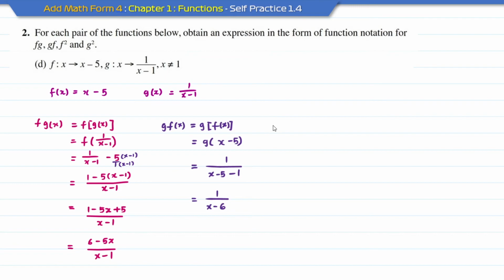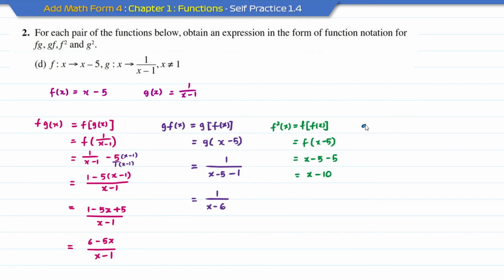And the composite function of f squared means you're going to insert the function f into the function f again. So function f is x minus 5. We're going to insert this into the x in our function f. So it becomes x minus 5 minus 5. So finally it will become x minus 10.